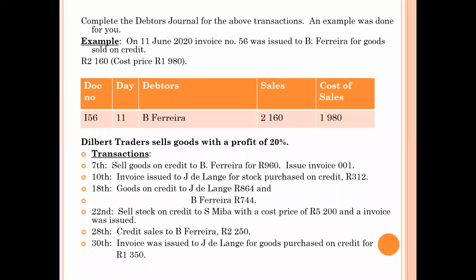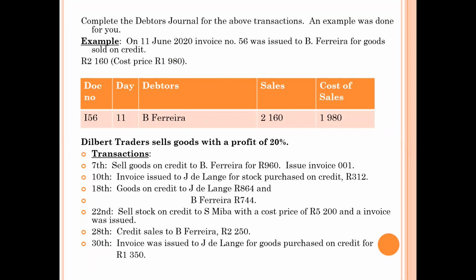We see the invoice, the source document is there, invoice number 56. We do see a name of a person, a name of a debtor, B. Ferreira. We can see the amounts. In this case, they make it very easy. They have given us the selling price, the 2,160 Rand, and they give us the cost of sales of 1,980 Rand.